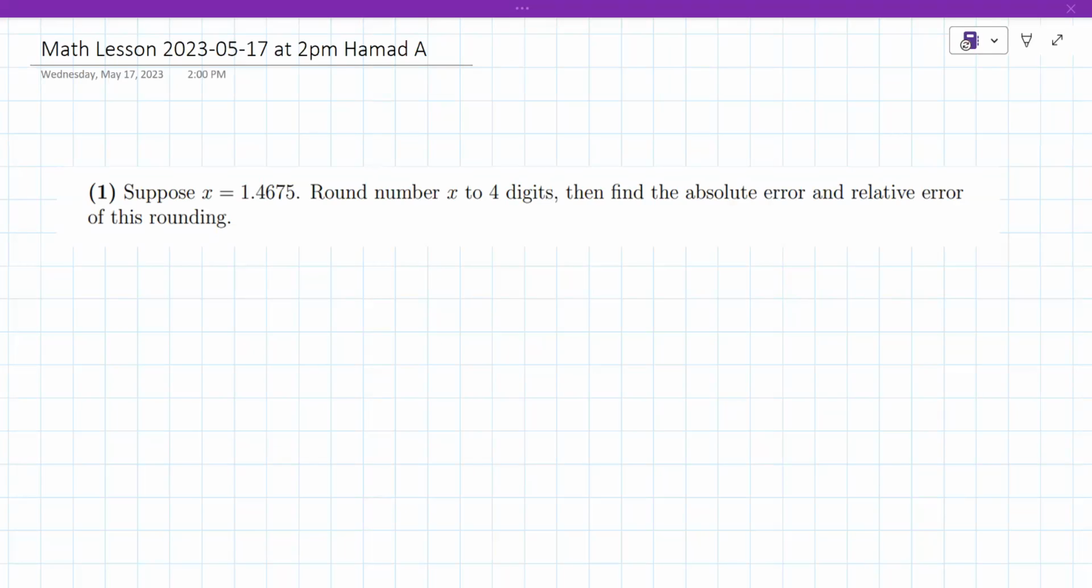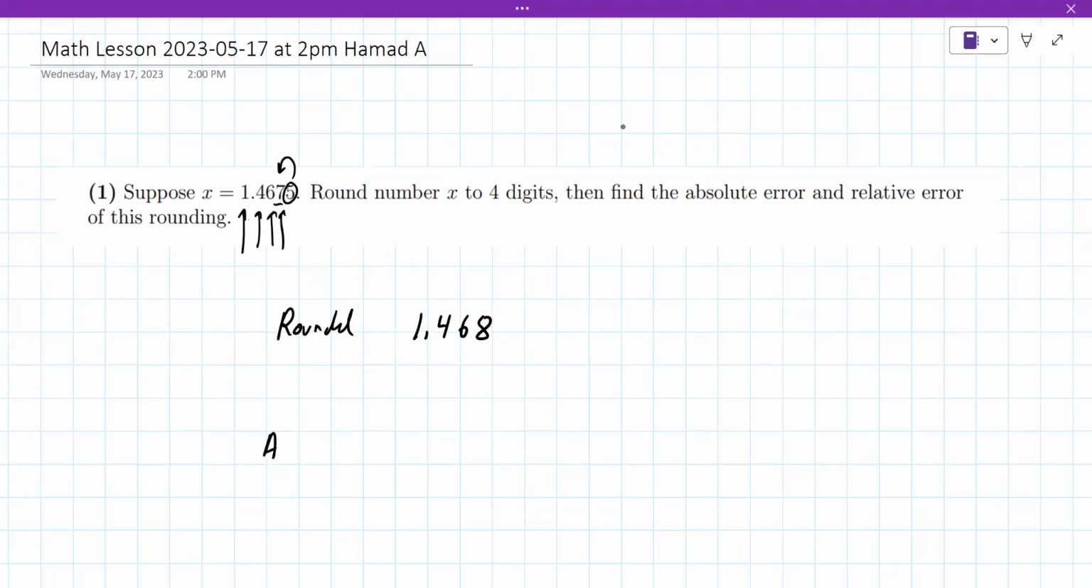All right. So round number X to 4 digits. So this is the first digit, the second, the third, and the fourth. So the 5 causes us to round up the 7 to 8. So you would say rounded is 1.468.